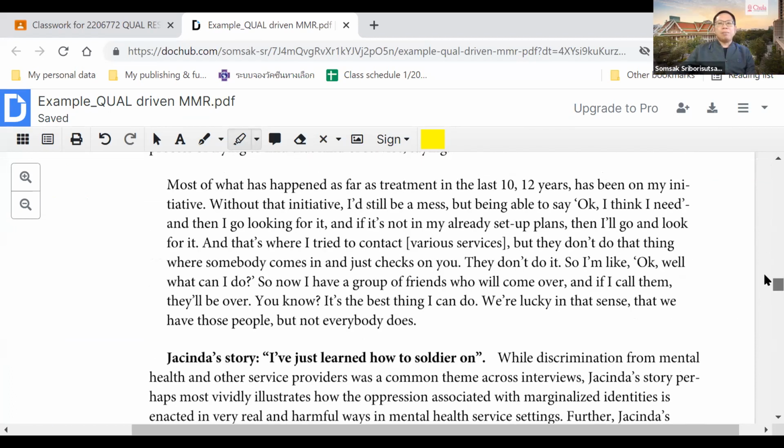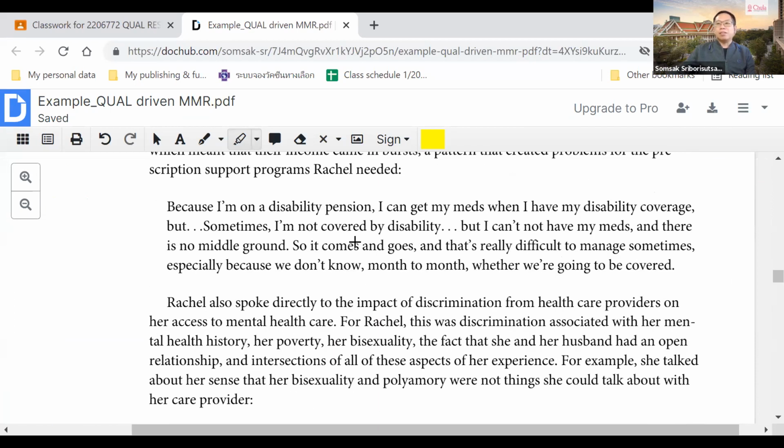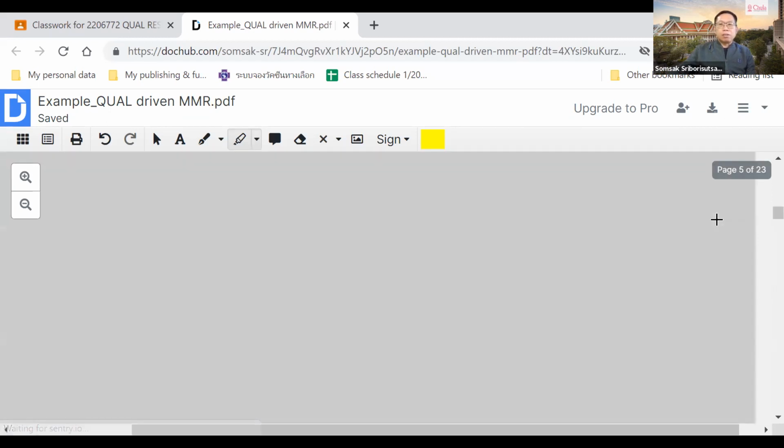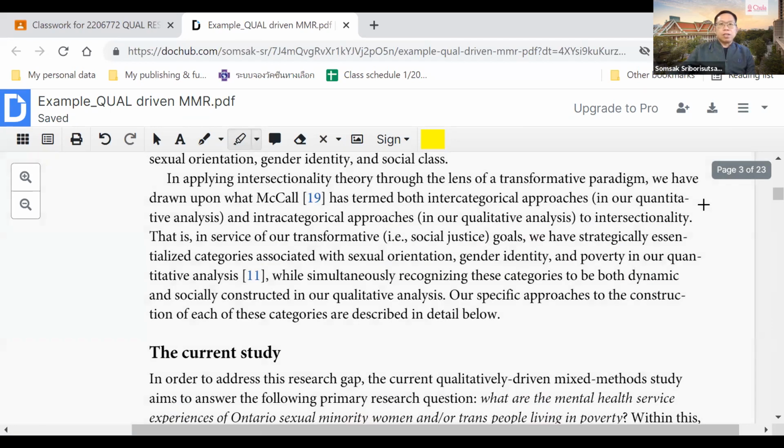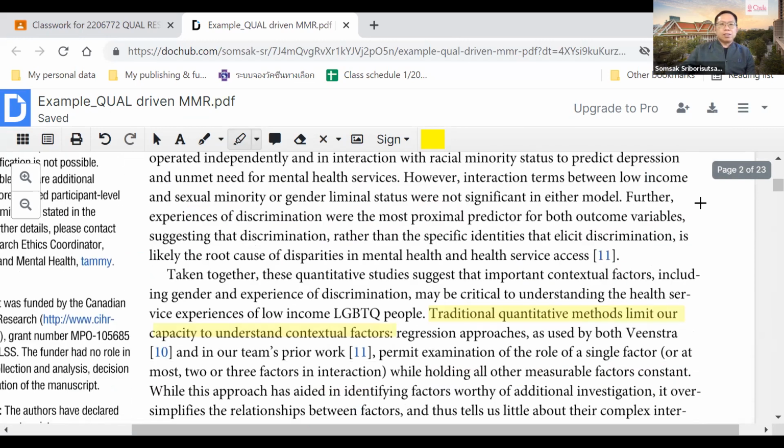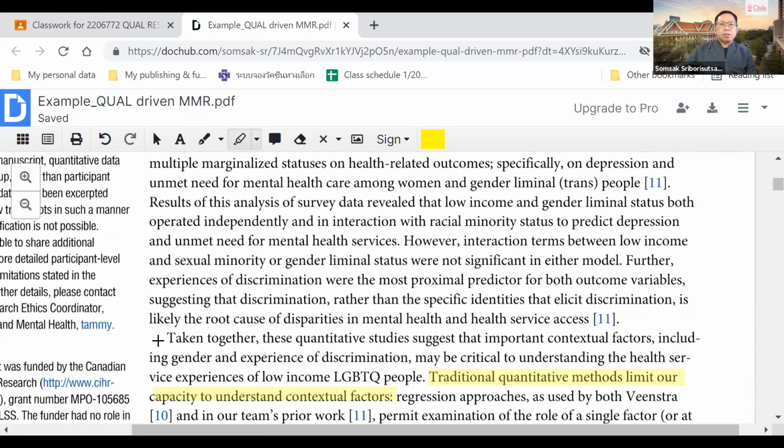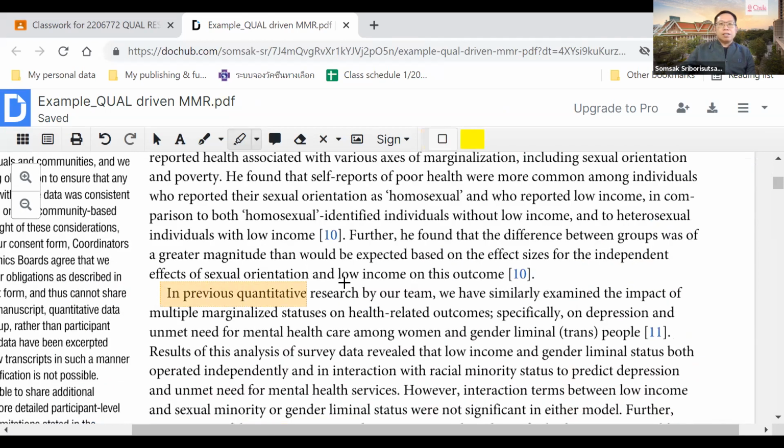I don't know. Yeah, but actually they mentioned their previous surveys, in the introduction part. They're talking about the previous quantitative research by our team. So I guess they quite have private data about survey respondents who have LGBTQ status. So that's why they have an indirect measure to talk about low income.